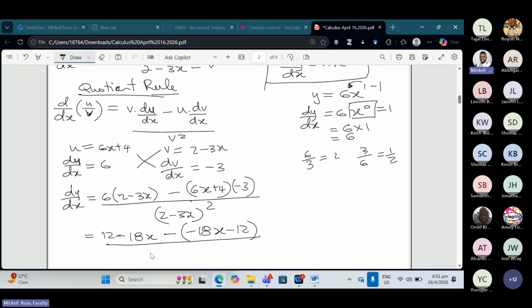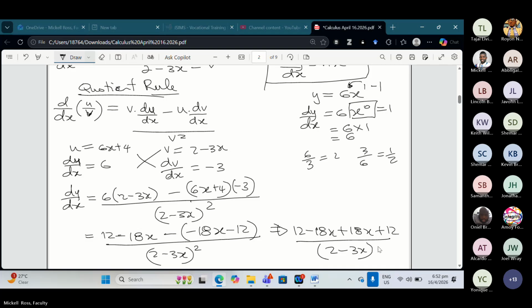All divided by 2 minus 3x all squared. So we're going to get 12 minus 18x. Now this minus will multiply or distribute over everything that is in the bracket. So we're going to get plus 18x, and then we're going to get plus 12, all divided by 2 minus 3x all squared.